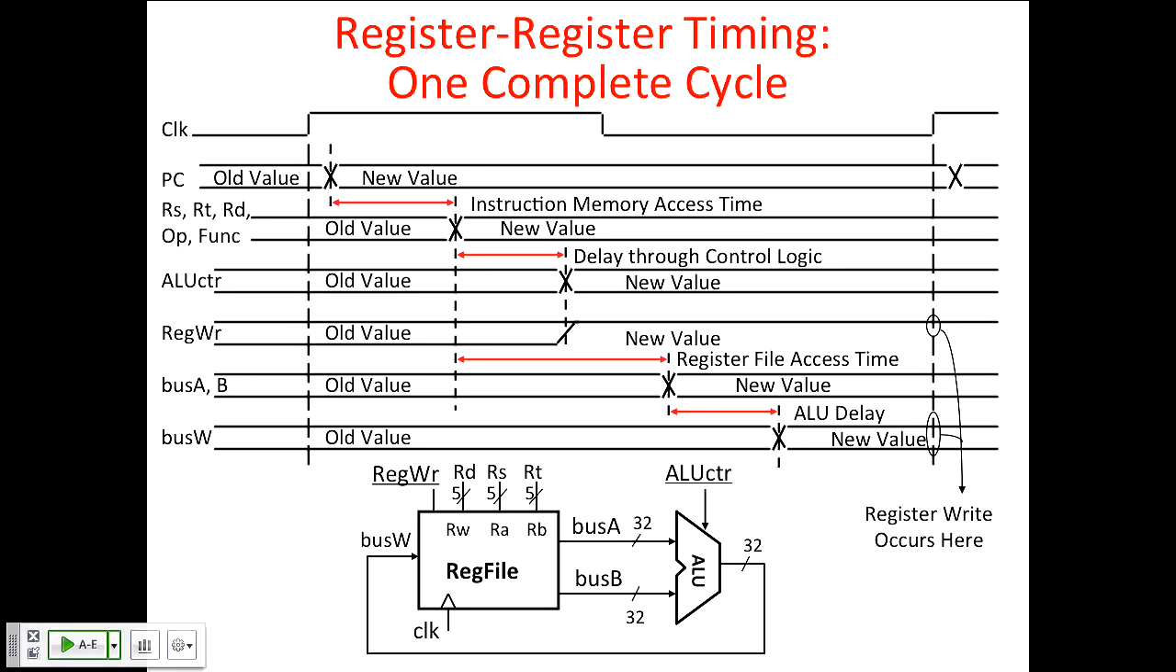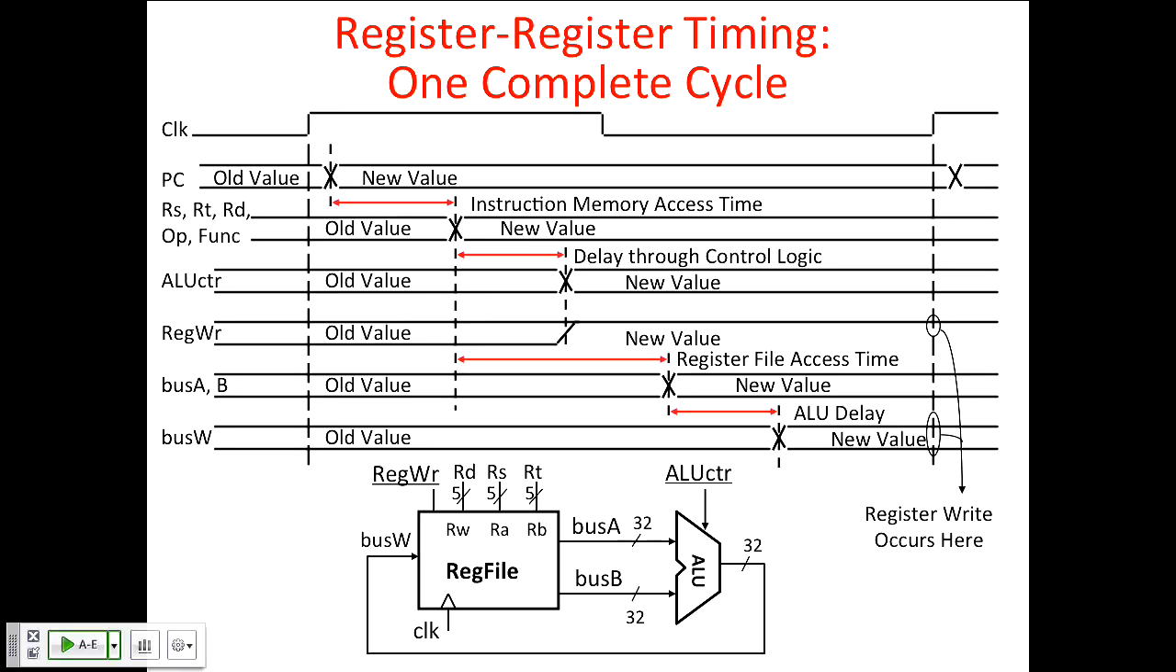Let's work through this. Okay, so the new program counter value is here. Then we have to wait for that new value to propagate through the instruction memory, right? So this delay here is from when the program counter changes to the new value to when the instruction memory produces the instruction at that new address. That takes some time. At this point, you have the new value of the instruction fields, like RS, RT, RD, operation, function. They've all changed now to the new value at this point in time.